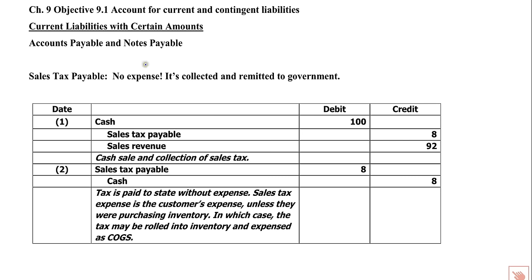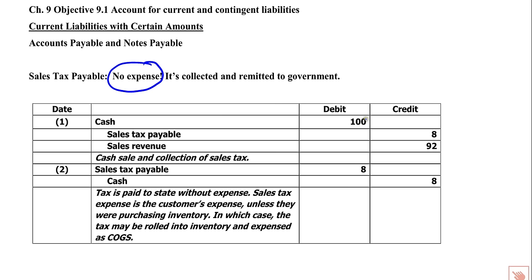And what's unique about it is we have the payable, but no expense. Think of it. If you go to a store, buy whatever. You buy a computer, you buy shoes, you buy anything, you're going to pay some sales tax. Well, you're paying the tax. The corporation is not paying the tax. They just collect it and then send it to the government, remit it to the government.